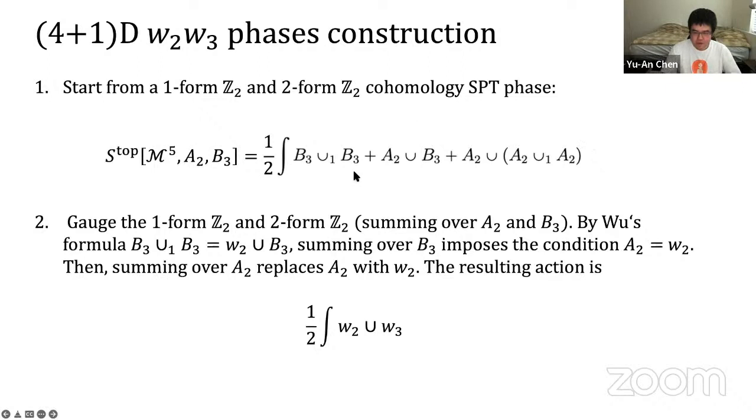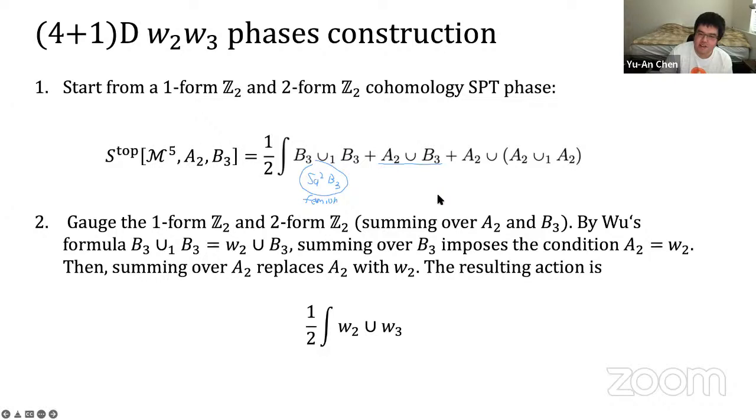So here I can try to tell you the meaning of these three terms. The B3 term, we can write it down as some Sq2 B3. So let's say there's a fermion particle. It's hard to write down, it's the so-called bosonization I argued before. And this A2 cup B3 tells you the mutual statistics.